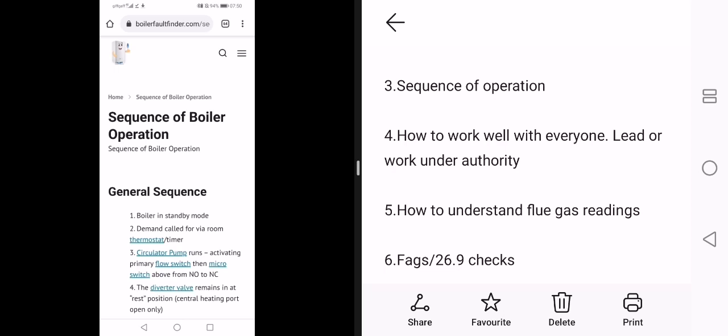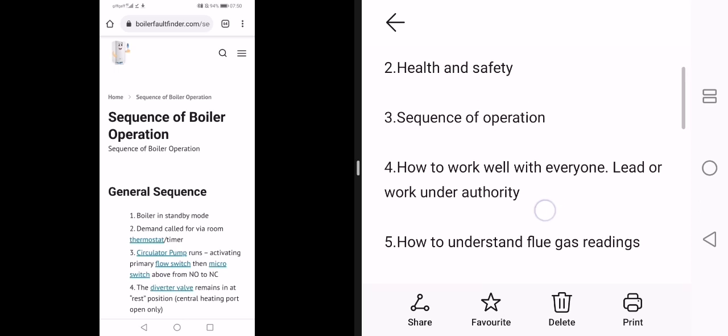It will help you with your fault finding, and you won't just be spending hours trying to work out what's wrong with a boiler. You'll know straight away what stage of the fire sequence you're at, and then you dig deeper there accordingly. Yep, so that is important. Check out this person's website, boilerfaultfinder.com. It's helped me.